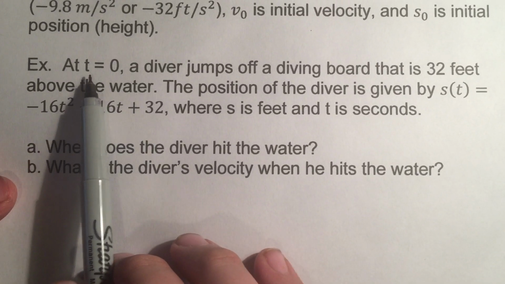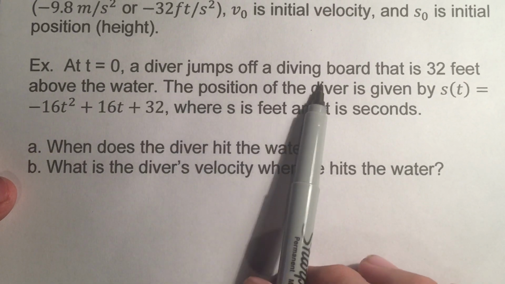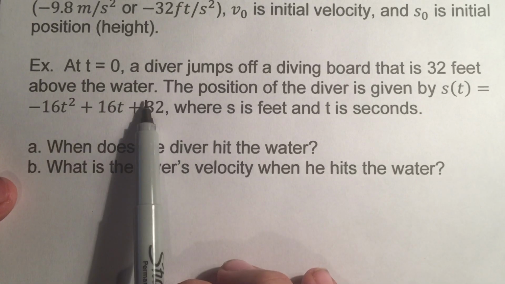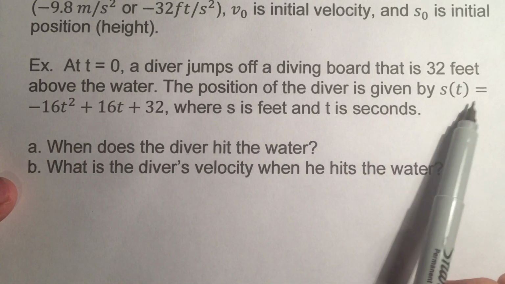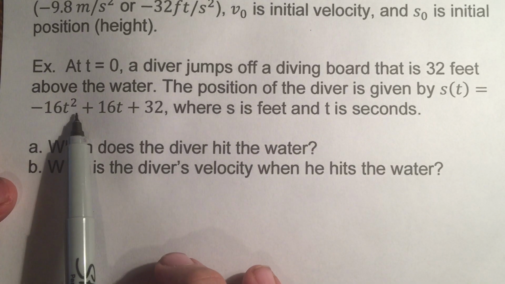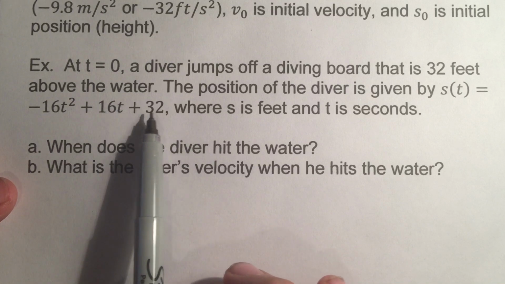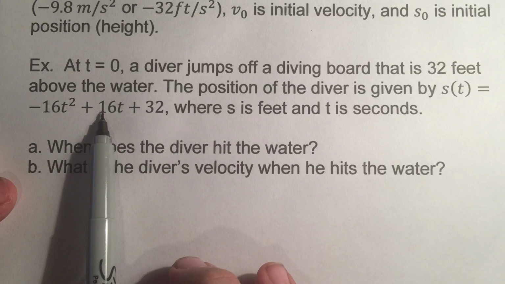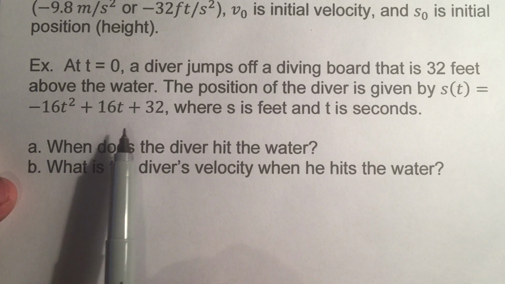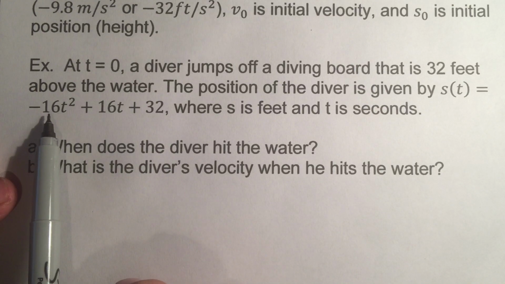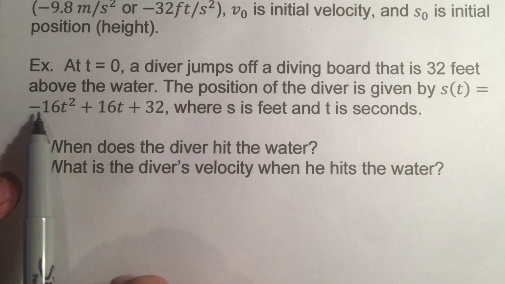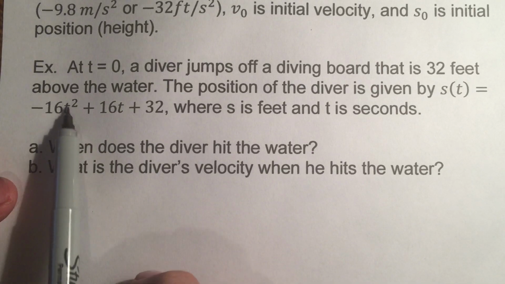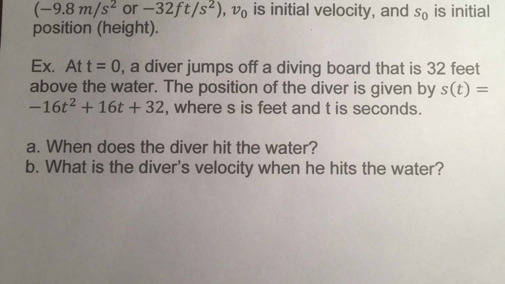So at t equals 0, a diver jumps off a diving board that is 32 feet above the water. The position of the diver is given by s of t equals negative 16t squared plus 16t plus 32. So the 32 is our initial height. 16 must be our initial velocity of what he's jumping off the board with. And so they're using negative 32 for the g. So half of negative 32 is negative 16. That's where they're getting that from.